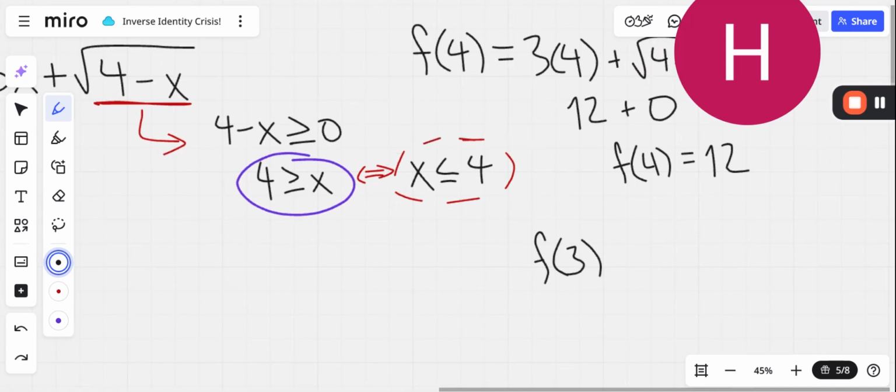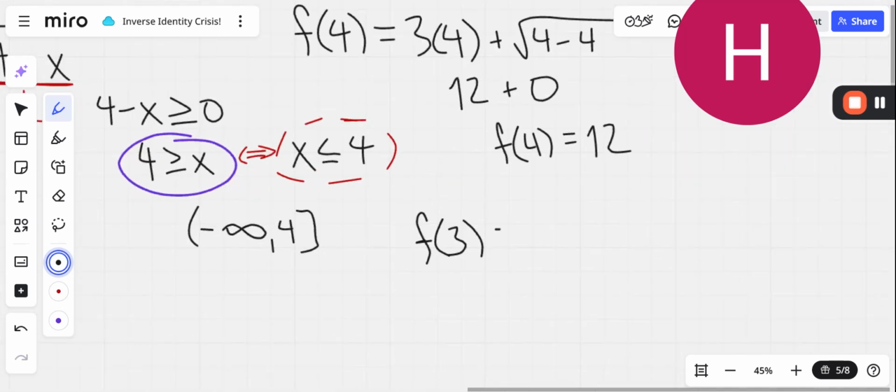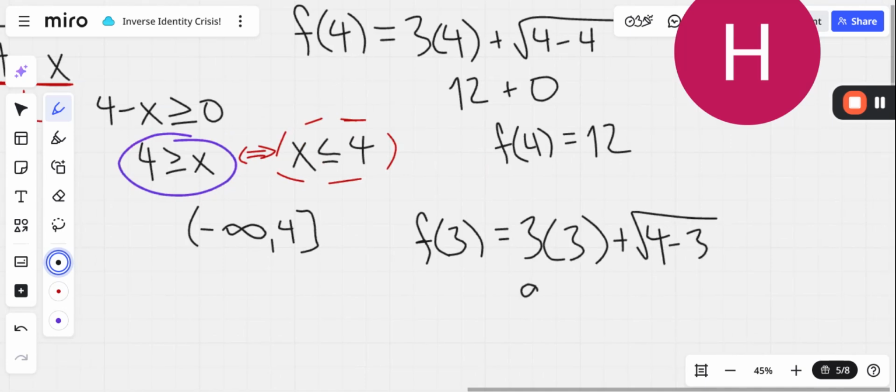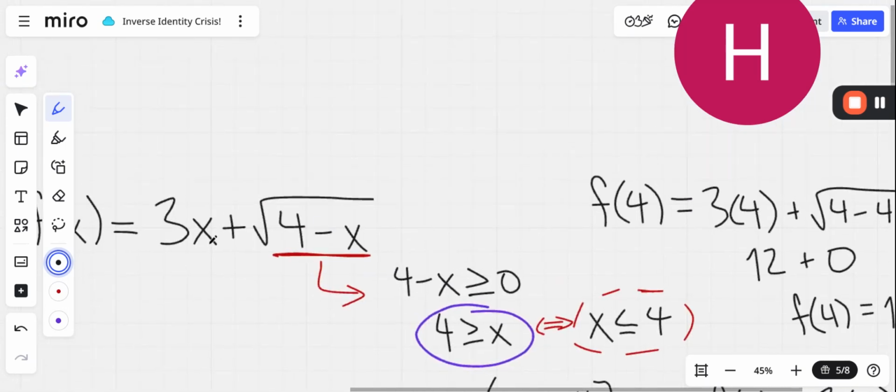4 is sort of like at the cusp. We can plug in anything from negative infinity to 4. Like f of 3, for example, this would be 3 times 3 plus the square root of 4 minus 3, which is 9 plus square root of 1. 9 plus 1 is just 10. So you'll see that it's decreasing if x is decreasing. That makes sense, right? If I say 3 times a number, it gets smaller as the number gets smaller.